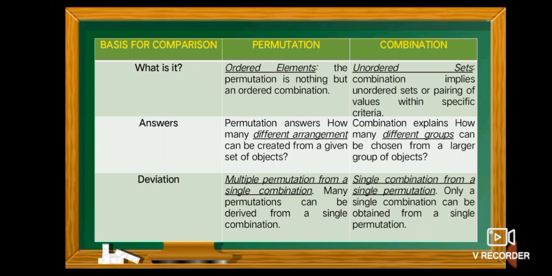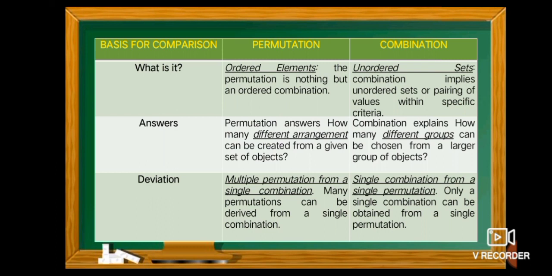Next is the answers. Permutation answers how many different arrangements can be created from a given set of objects, while combination explains how many different groups can be chosen from a larger group of objects.